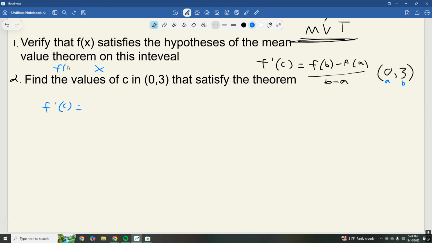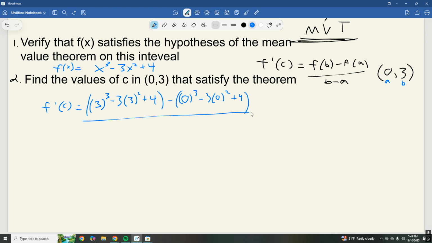So we're going to find f'(c) equals f(b) minus f(a) over b minus a. I completely forgot, it's also going to give us a function: f of x equals x to the third minus 3x squared plus 4. So when you see f of b, you're basically just plugging in 3 here. So 3 to the third minus 3 times 3 squared plus 4, and then minus a: 0 to the third minus 3 times 0 squared plus 4, over 3 minus 0.